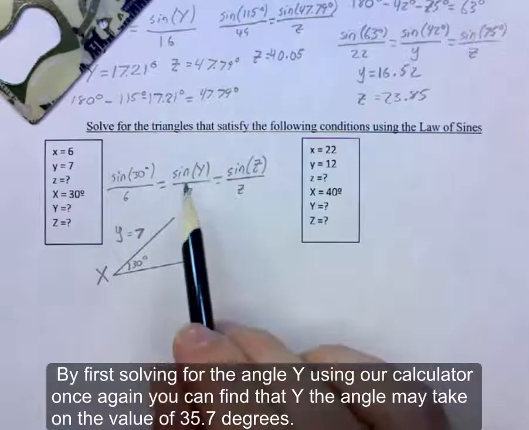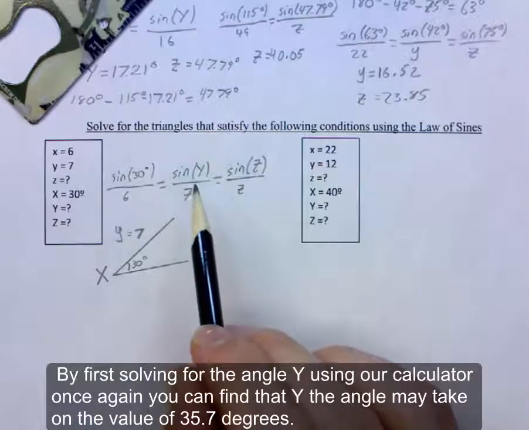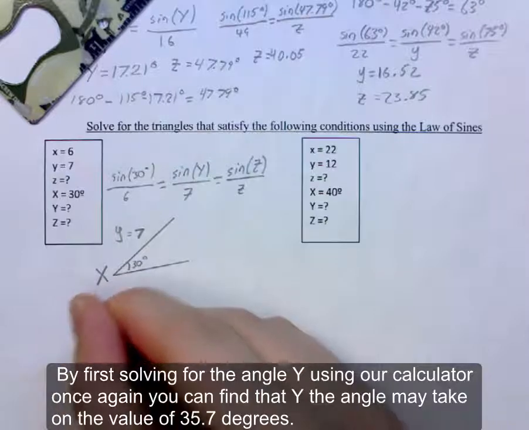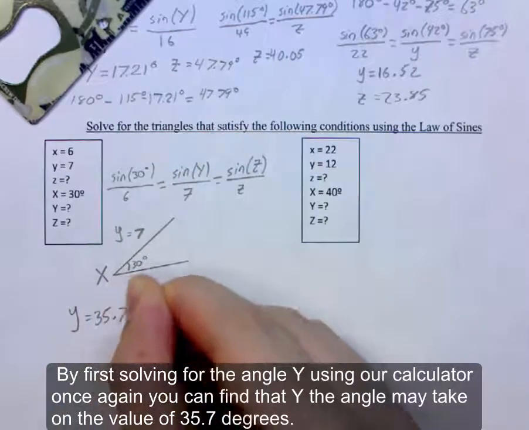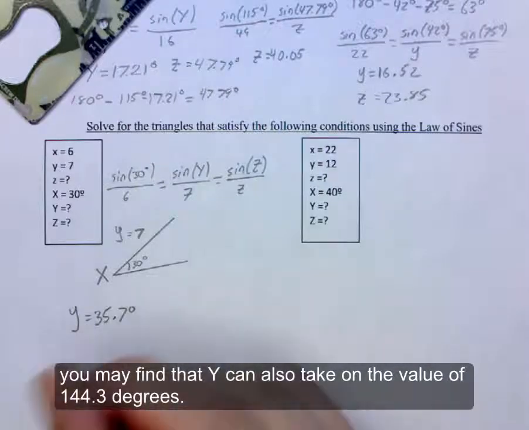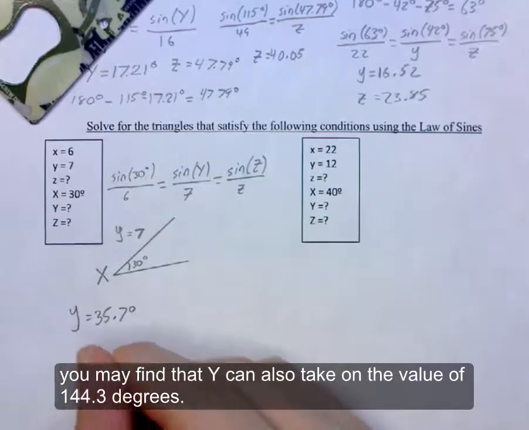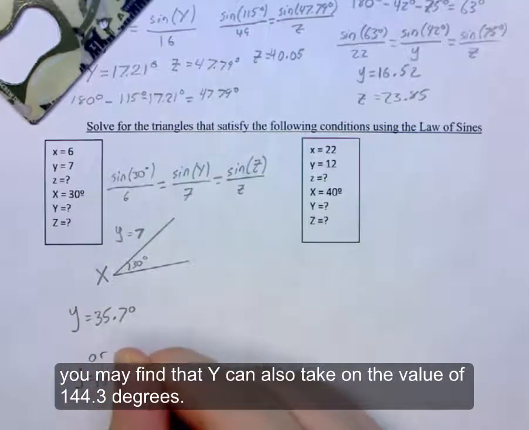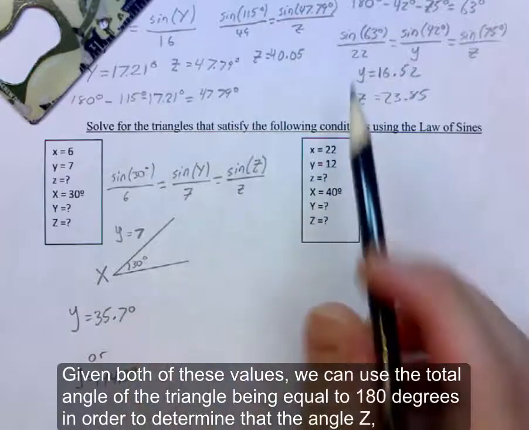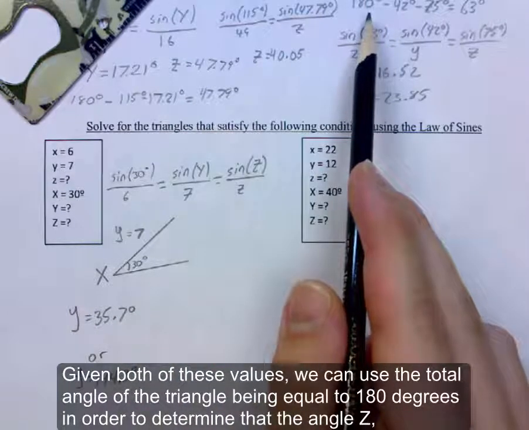By first solving for the angle y using our calculator once again, you can find that y, the angle, may take on the value of 35.7 degrees. However, you may also find that the value for y, when you take the inverse sine of the sine of 30 divided by x multiplied by 7, you may find that y can also take on the value of 144.3 degrees.